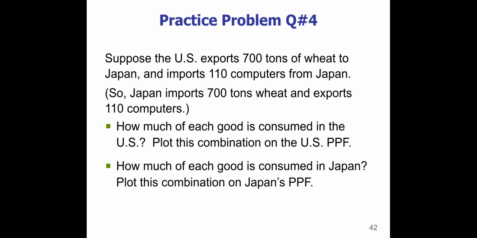So start at point B, add or subtract these values depending upon if it is imported or exported, and then answer the questions below. How much of each good is now being consumed in the United States? And how much of the good is now being consumed in Japan? Go ahead and pause the video and work out this practice problem on your practice problem page.